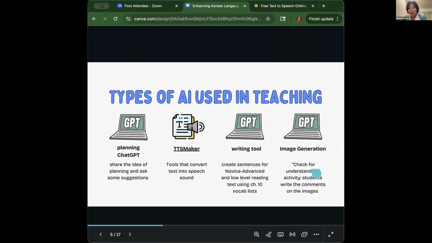Also, I used ChatGPT for image generation. I use these images for the check for understanding activity, where students write comments on the image.